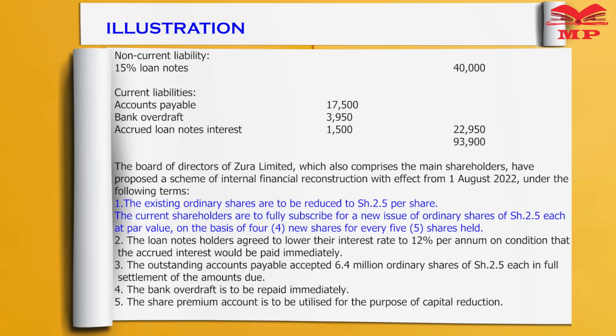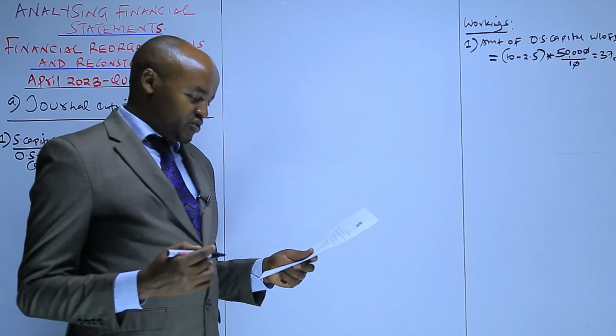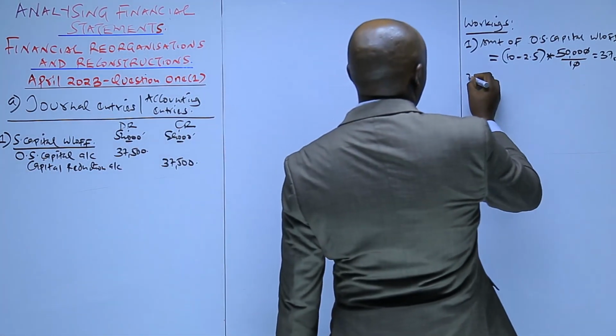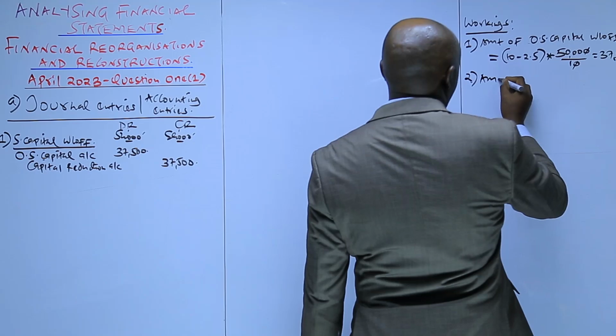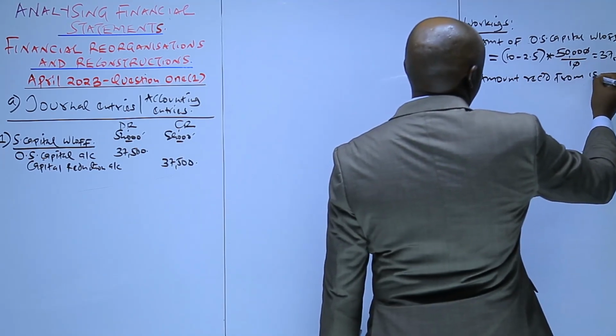In point number 1, we are told in sentence number in paragraph 2, the current shareholders are to fully subscribe for a new issue of ordinary shares of shillings 2.5 each at par value on the basis of 4 shares for every 5 shares which are held. So in this case, we are told this company is to issue new shares to the existing shareholders. So what we need to do here is to compute the amount of money which will be received from the existing shareholders. So, amount received from issue of new shares.